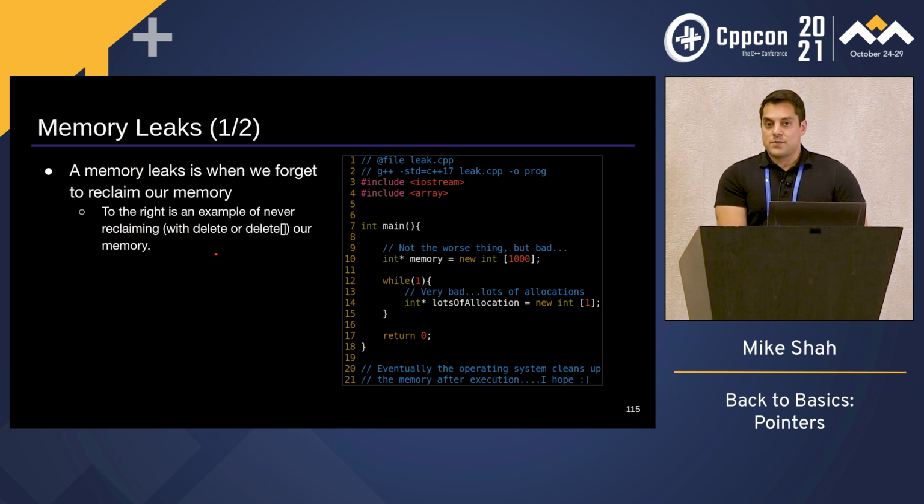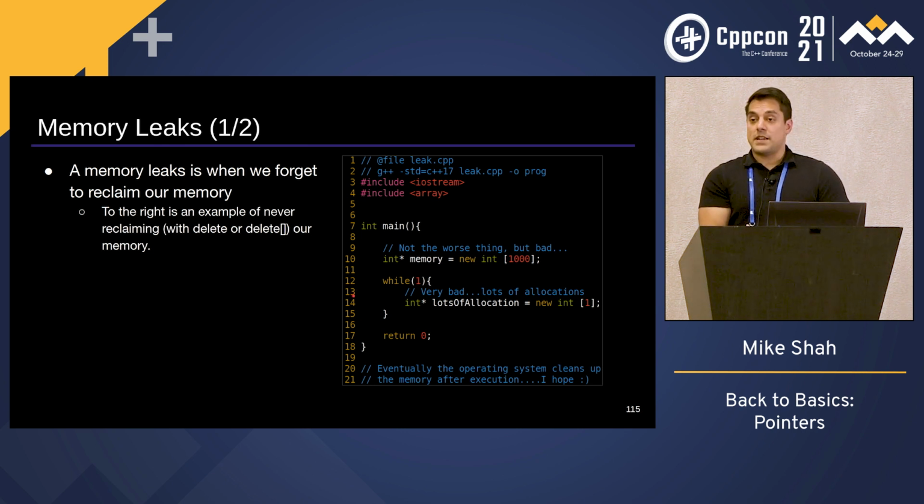So the first is what's known as a memory leak, and it's when we forget to reclaim our memory. On the right here, I've got an example where at line 10, I allocate 1,000 new integers, an array for that. And then I also have this while loop where I'm doing lots and lots of tiny allocations, forever. Eventually maybe this program terminates, or I kill it, but I've never deleted my memory here. So we call this a memory leak. We're not returning memory that we've finished with.